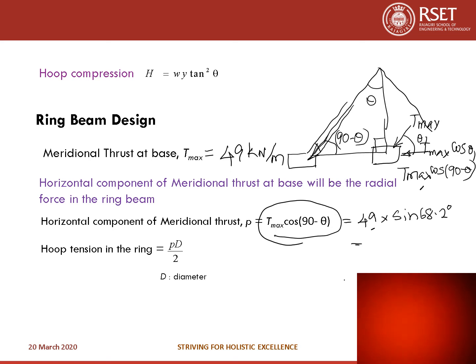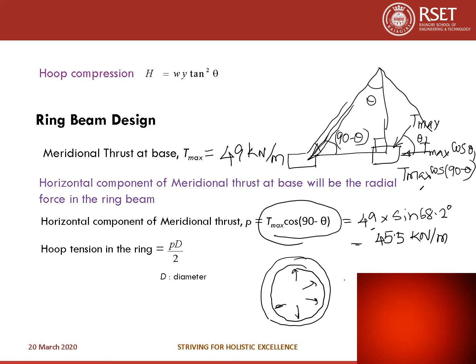So you get a value of 45.5 kilonewton per meter. Now this is the horizontal component. This will act like a pressure on the ring beam. So on the plan, the ring beam will look like this, and this will be the pressure on the ring beam. So that value is 45.5 kilonewton per meter. And there will be stresses in the ring beam due to this. So stress will be tensile in nature. This is called hoop tension in the ring, and that can be calculated as P by 2, where P is the horizontal component, 45.5.